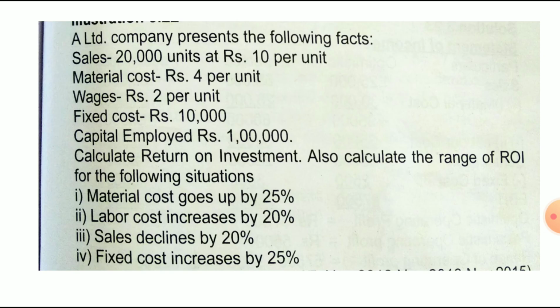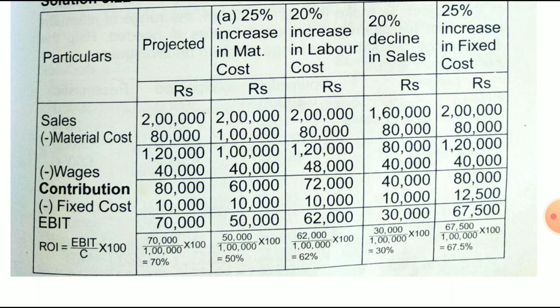So let's go for the first problem here. Operational details given: sales 20,000 units at rupees 10 per unit, material cost rupees 4, wages 2, fixed cost 10,000, capital employed 10,000. Calculate return on investment. What is the formula to calculate return on investment? Formula is EBIT divided by capital employed into 100. So capital employed is given here, so we have to calculate EBIT and also calculate the range of ROI for the following situation. So let's go for this. So this is the solution.